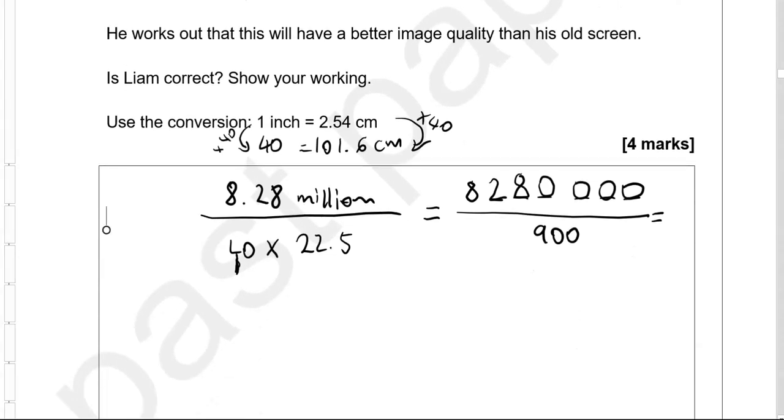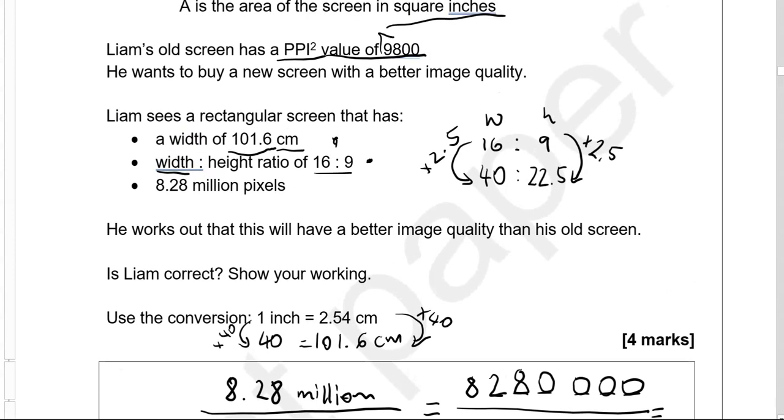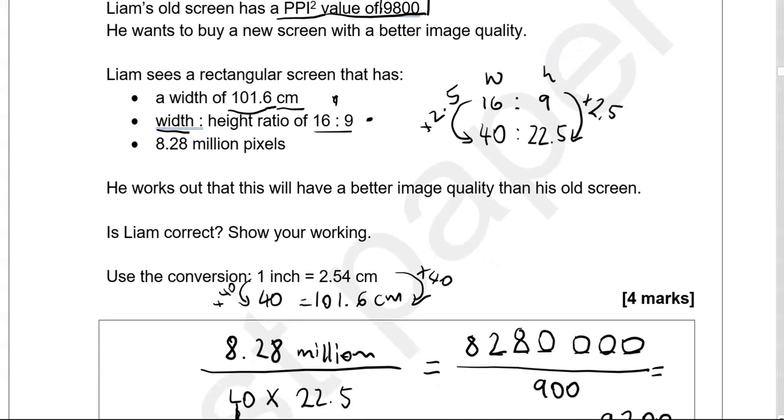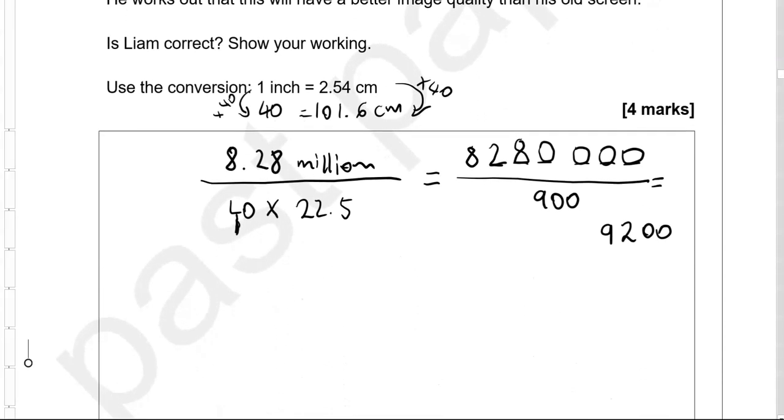So doing this in the calculator gives us 9,200. How does this compare with the 9,800? This is lower. So is Liam correct? No, he's not.